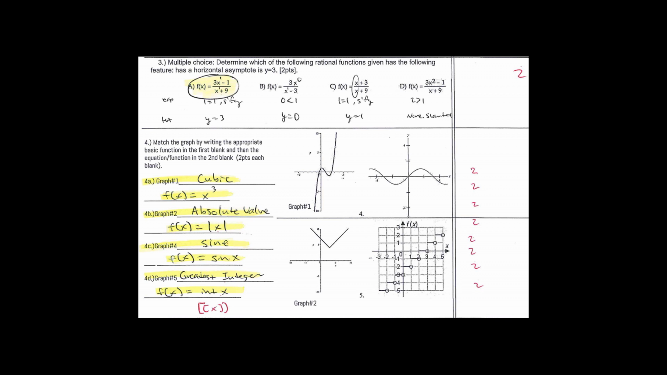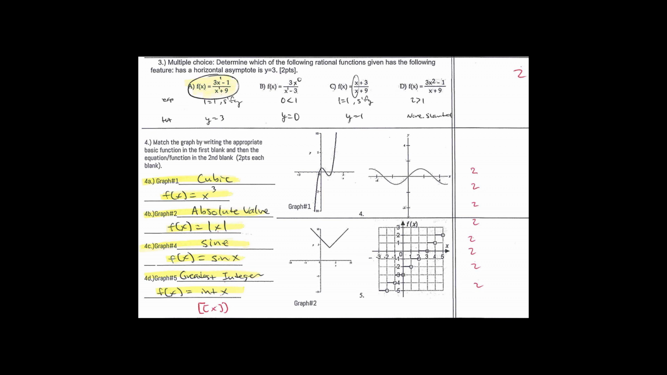And graph number 2 is the absolute value function, and that one is the absolute value symbol with x inside. And this one is a sine function, and you know it's not a cubic function because it keeps going up and down, up and down. And the highest point and the lowest point is 1 and -1. That's a characteristic of sine functions.